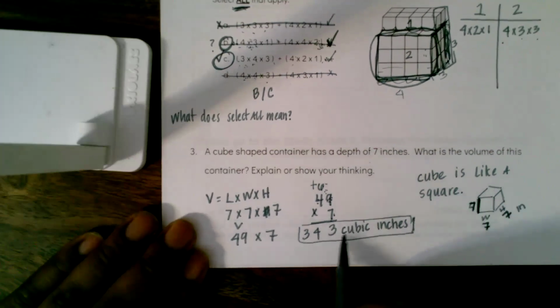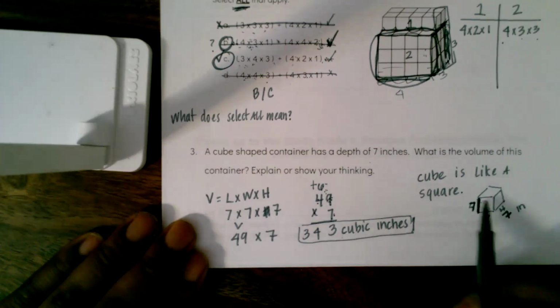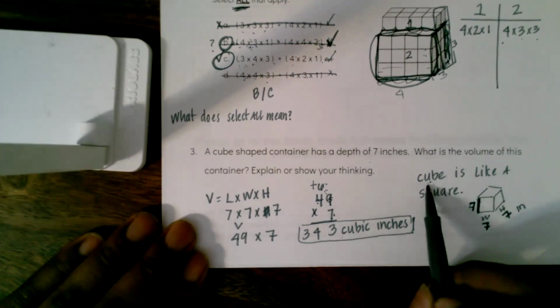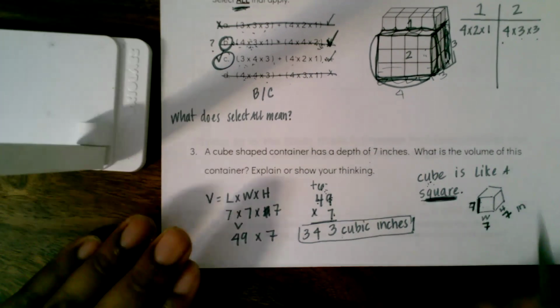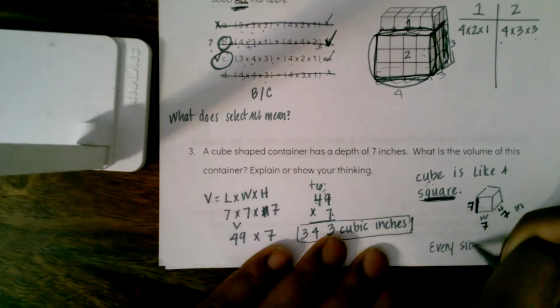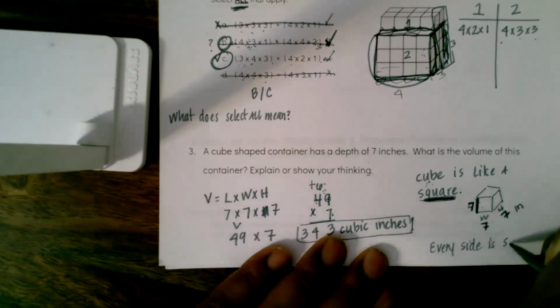That was a good one. The reason why I knew is because a cube is like a square, which means every side is the same. So don't forget that.